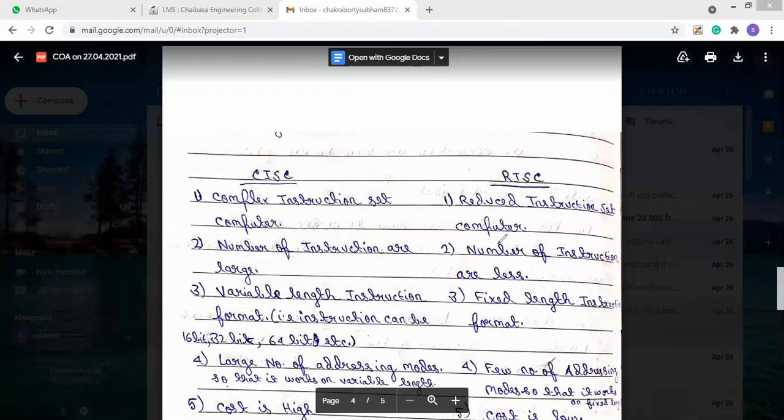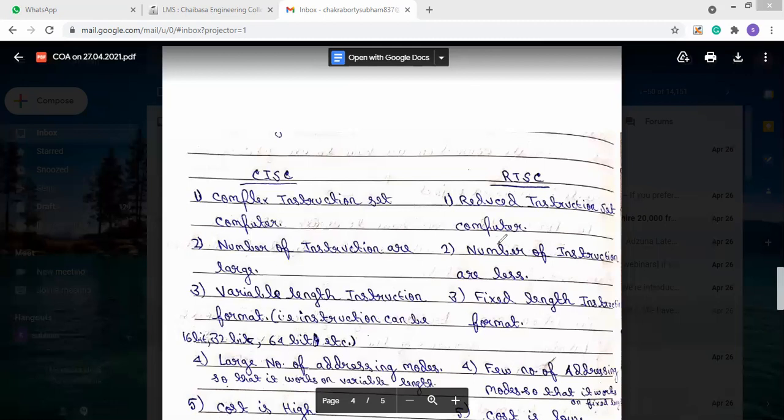Now in CISC, a large number of addressing modes is used. The large number of addressing modes is used because CISC works on variable length, since the instruction formats we use in CISC are of variable length. And using variable length instructions, our addressing modes became large in CISC.